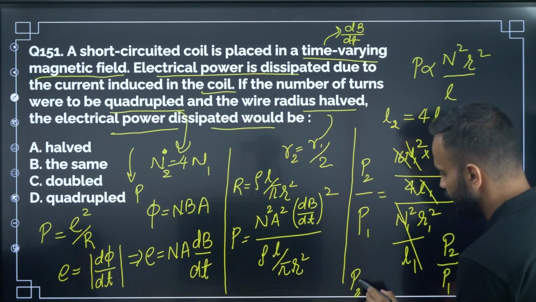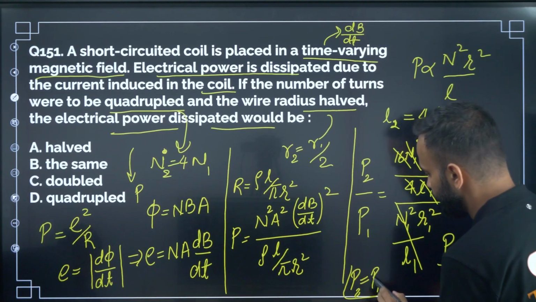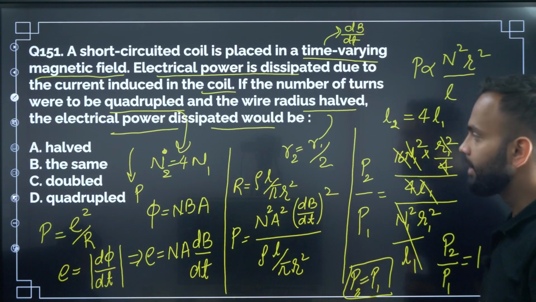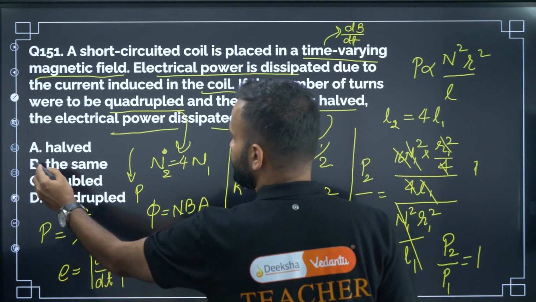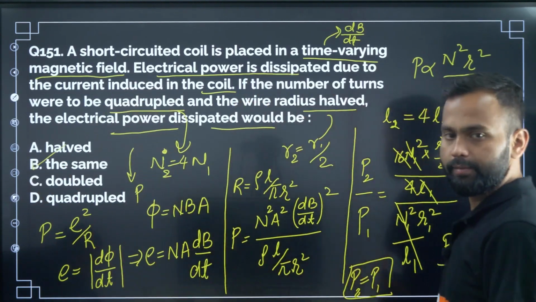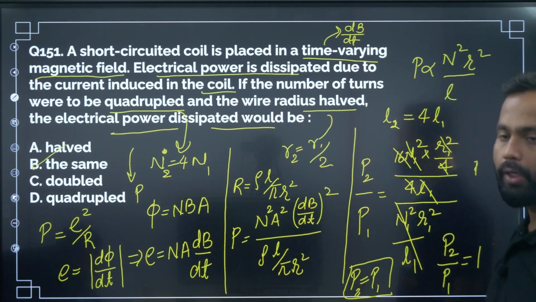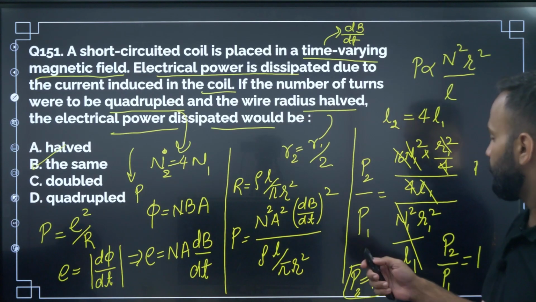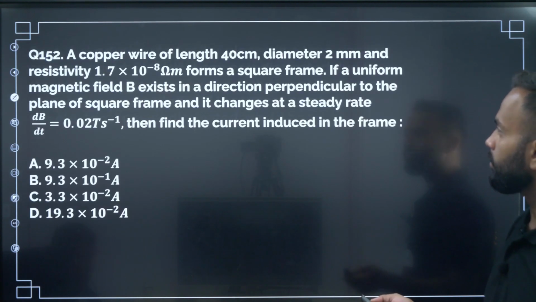I will write it here. Okay, P2 equal to P1, right? That is electrical power dissipated is same. Hence option B is the correct answer. Okay, I hope everybody understood how to approach this problem or how to solve this problem. Okay, let's move on to the second question.